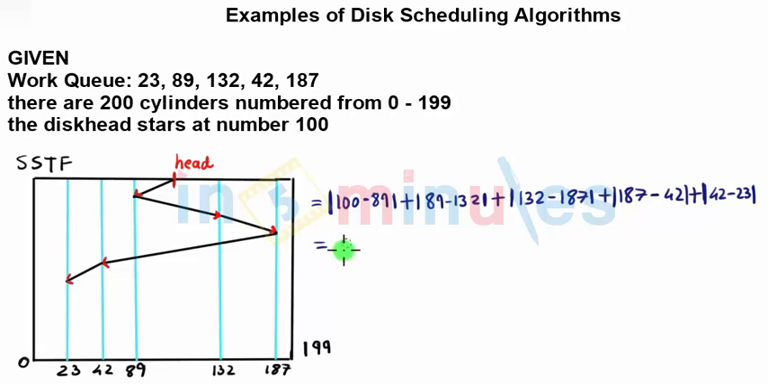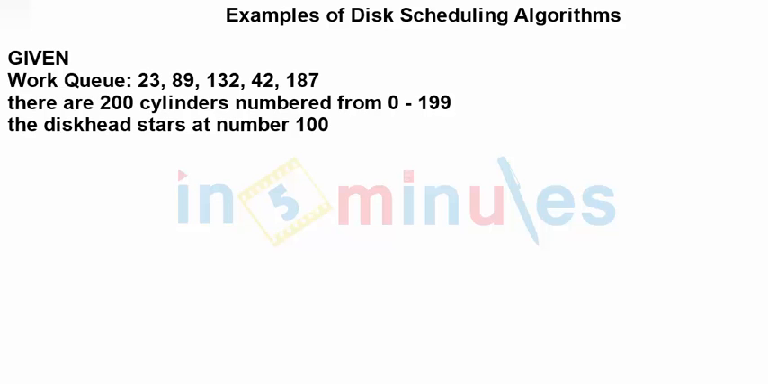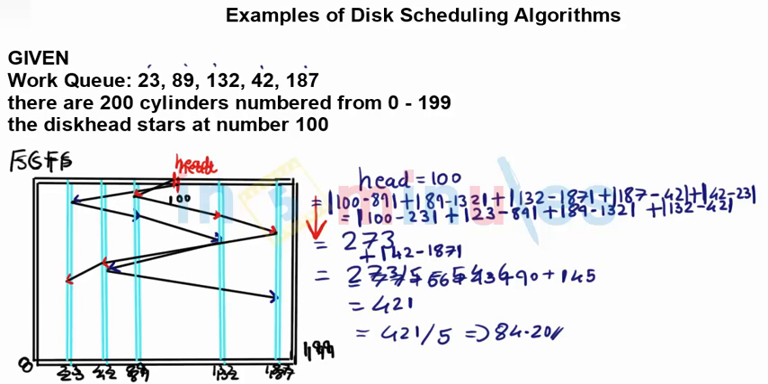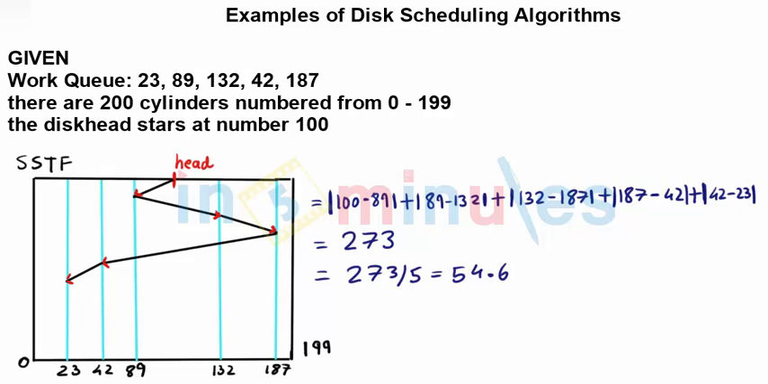So the total seek time comes out to be 273. If we want the average by 5, it would be 54.6, much better compared to the earlier one, which was coming out to be 84.20. This comes out to be 54.6. But we still have other techniques to talk about.